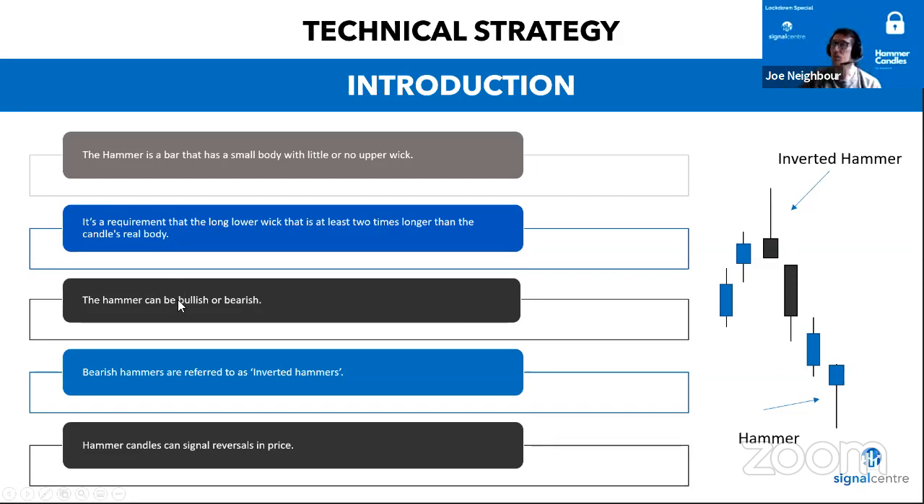Hammers can be bullish or bearish. As we can see here, we've got an inverted hammer, which happens at the top of uptrends, and a hammer, which happens at the bottom of downtrends. Bearish hammers are referred to as inverted hammers, or often talked about as shooting star candles as well. And hammer candles usually signal reversals in price.